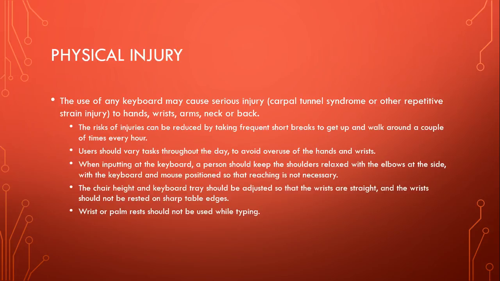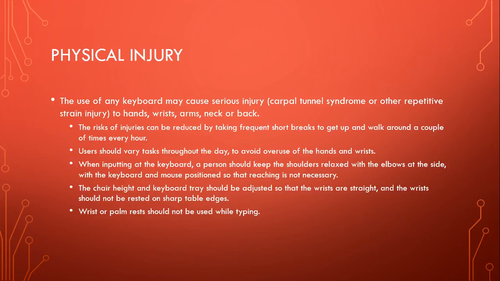Because if you're a person who's short or really tall, you may have issues sitting properly at furniture that's at a predefined height. Now, the chair height and keyboard tray should be adjusted so the wrists are straight, and the wrists should not be rested on sharp table edges. Again, if you can adjust it, great. But one thing you should watch out for is those sharp table edges. You want to make sure that if you're going to set your arms on the table, it's on something softer and not something that is going to cause you a lot of pinching, because that can pinch off nerves. It could cut off blood circulation, which can lead to damage.